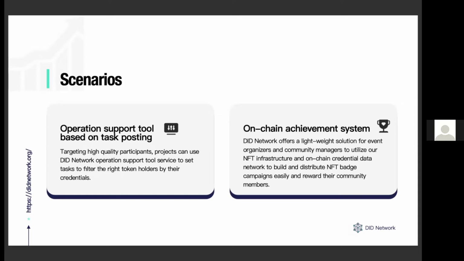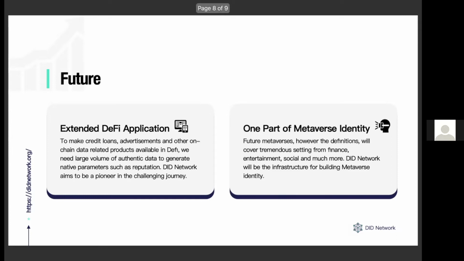Once a project gets access to this data, they can use it in several more scenarios. And in the future, there are a lot of functions like extended DeFi applications. First of all, to make credit loans possible, because by now loans are under-collateralized, so credit loans are not possible as long as we don't have a credit system.